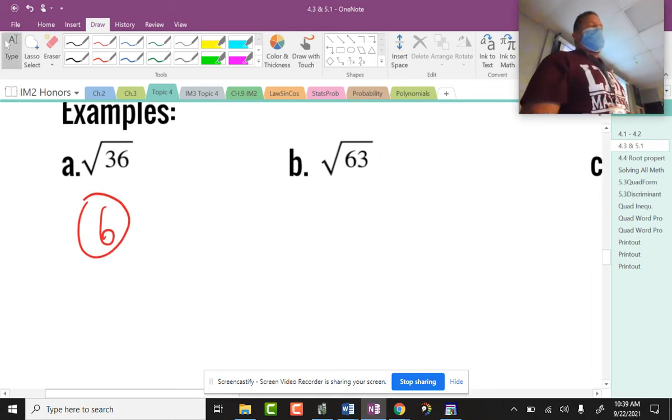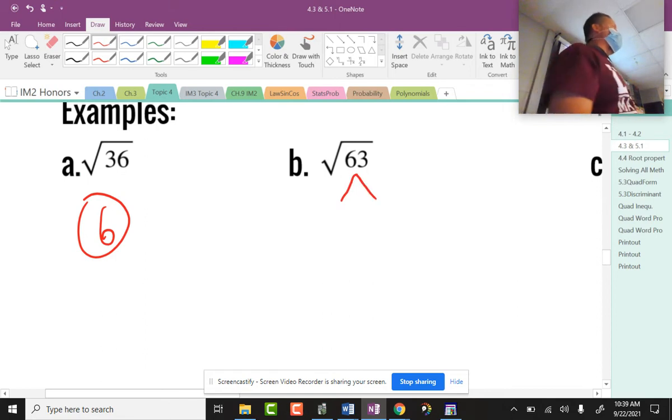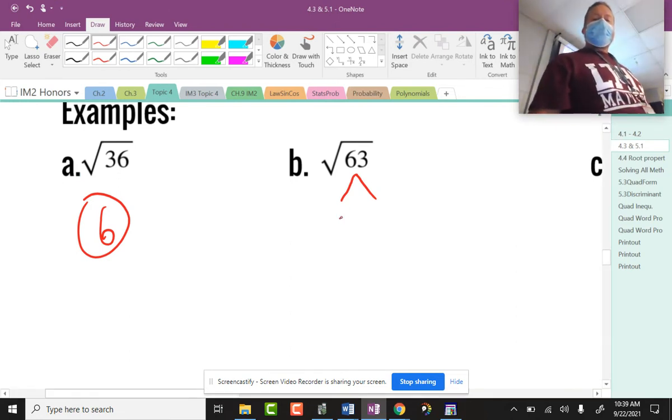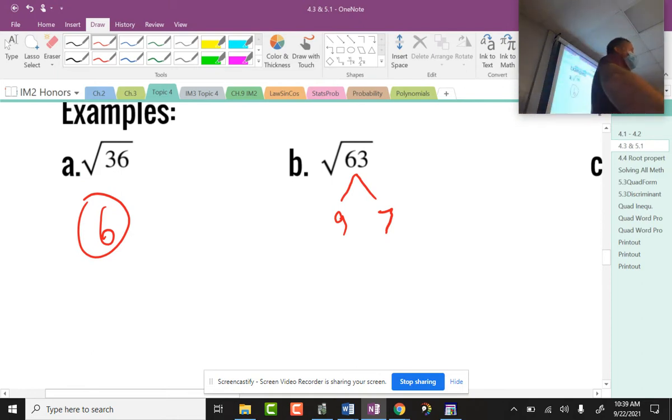Do I have a perfect square with 63 as it stands? Yes or no? No. But this is what you've got to do. You've got to know your times tables. What is 63? What times what? 3, 2, 1, go. Okay, I've heard a couple people say 9 times 7. And that's what I mean about our times tables. And I would like that other than, what, 3 times 21?